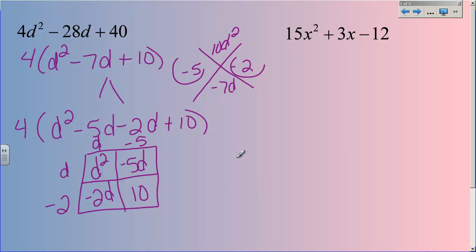So my total factorization for this problem is going to be 4, because that was the GCF, then d minus 2, and d minus 5.